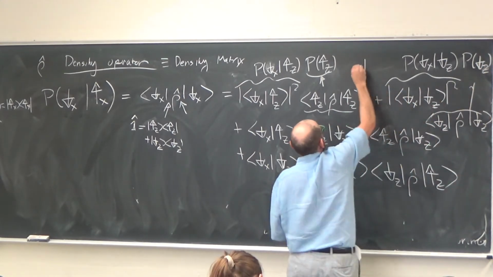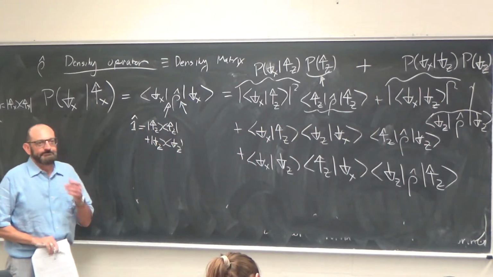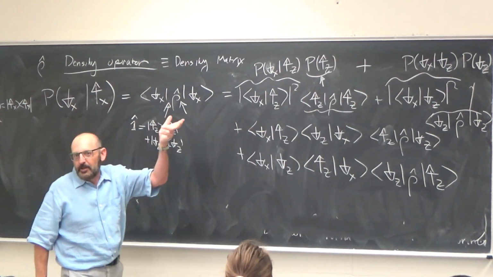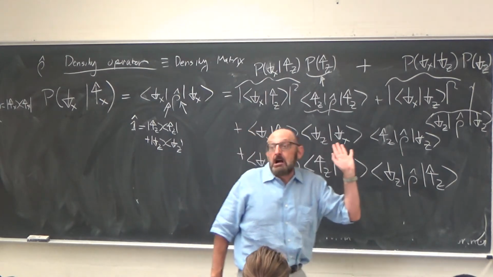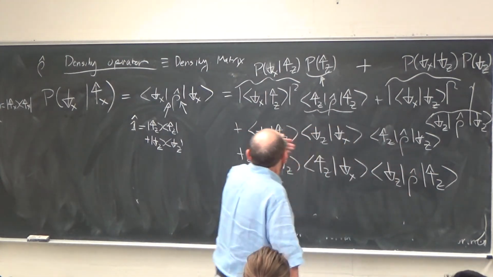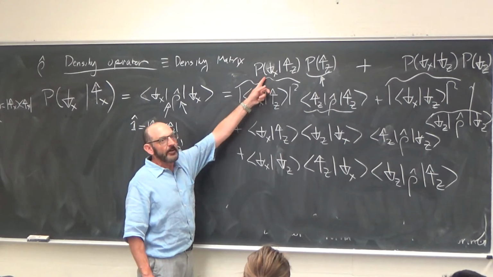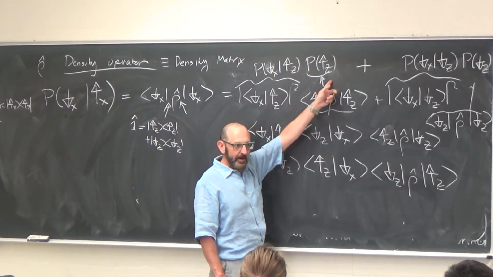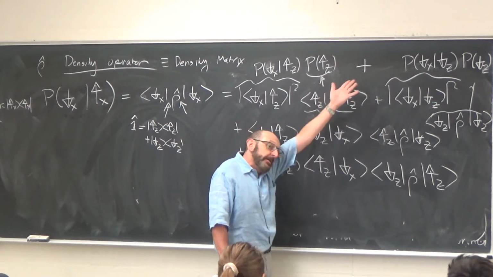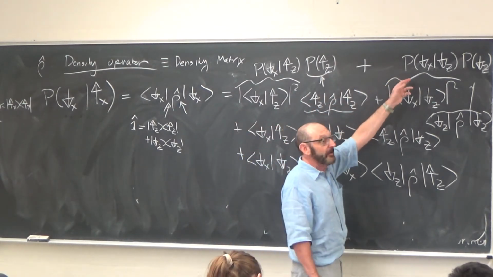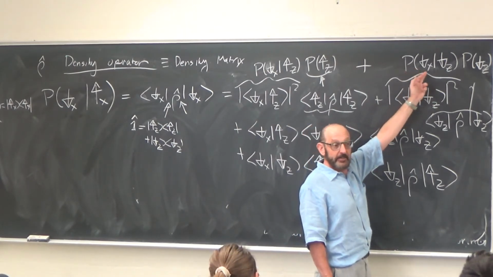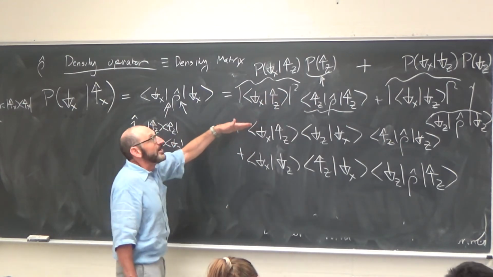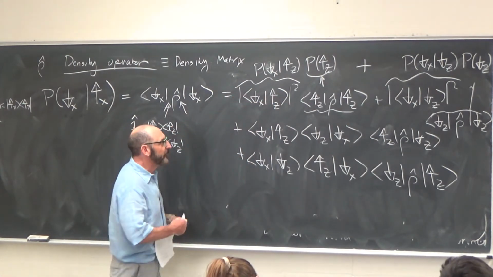These first two terms are classical logic. It could have been up along Z, it could have been down along Z. I didn't know. There's some conditional probability that I'll find down along X given that it actually was up along Z. And then I multiply that by the probability it was up along Z. Or it might have been down along Z. I didn't know. There's some probability that I could have found down along X given it actually was down along Z. But that's classical logic.